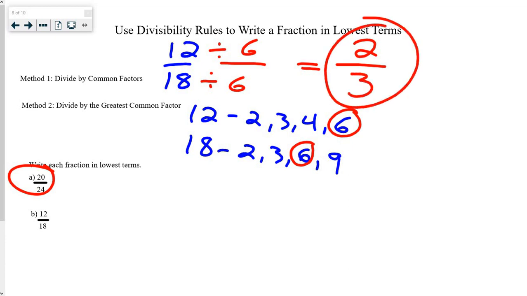2 over 3. We know that the factors of 2 are 1 and 2, and the factors of 3 are 1 and 3. So we know that this is the lowest terms.